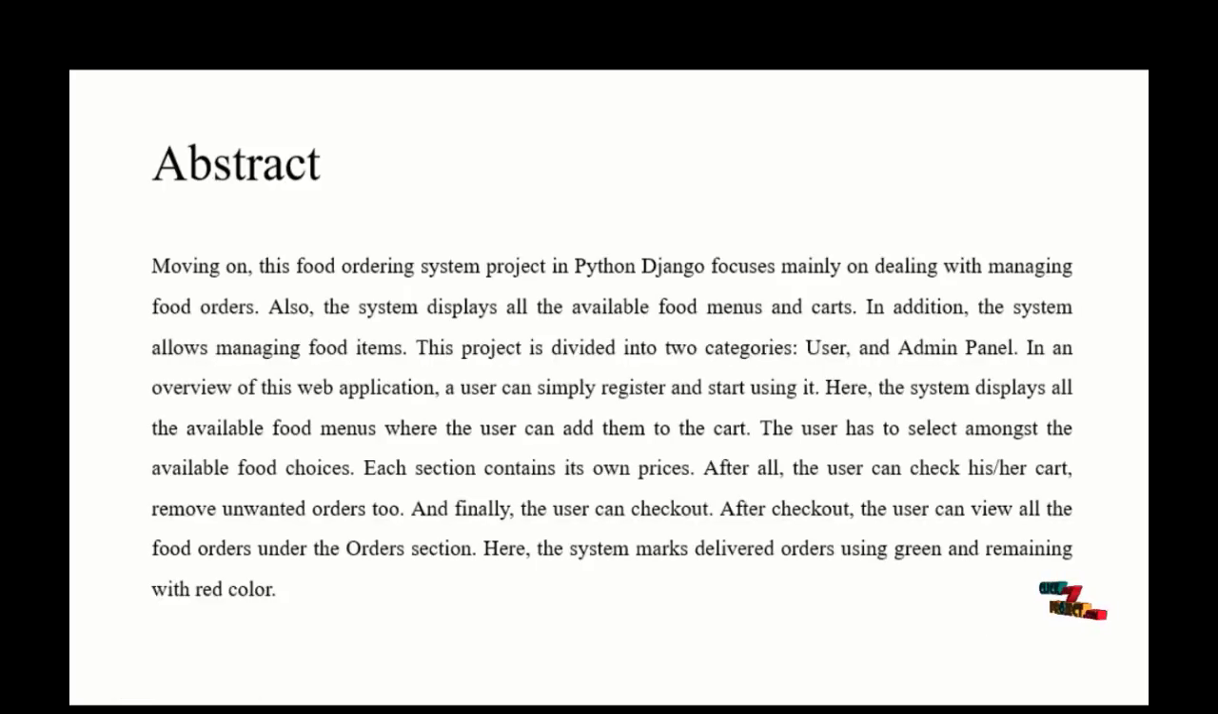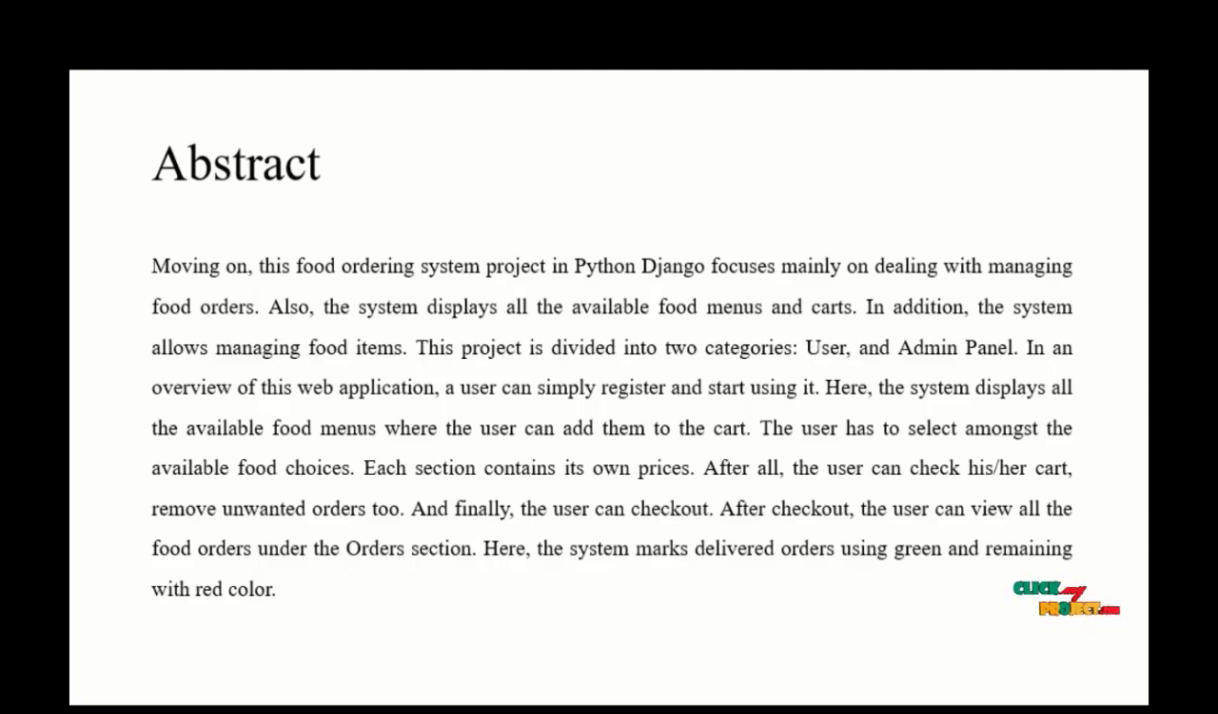Abstract. Moving on to this food ordering system project. In this Django project, the focus is mainly on managing food orders. Also, the system displays all the available food menus on the cart. In addition, the system allows managing food items. This project is divided into two categories: user panel and admin panel.